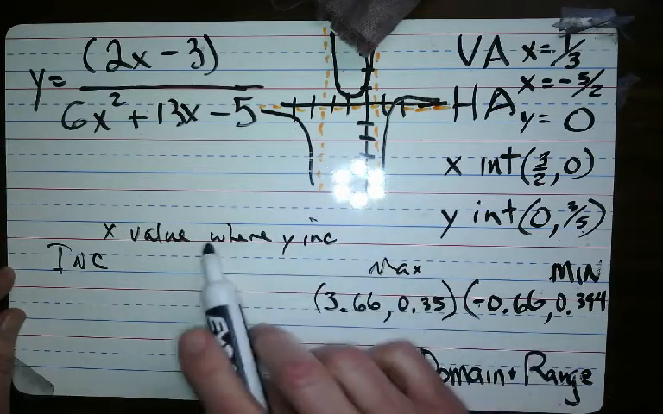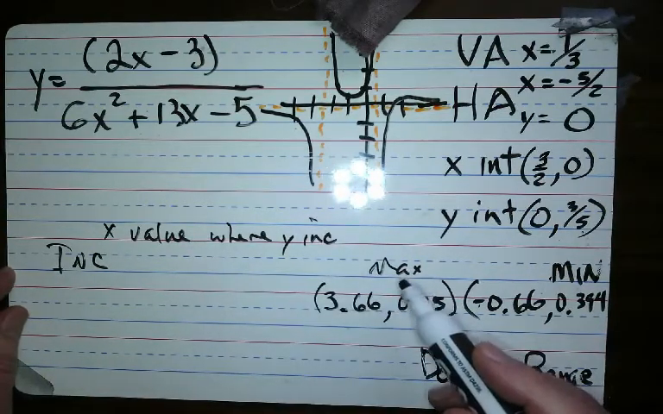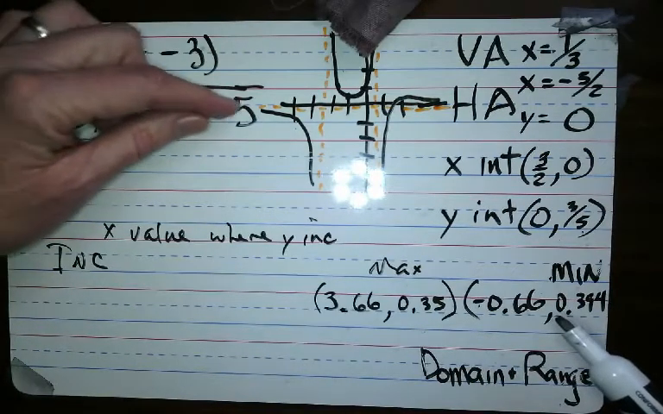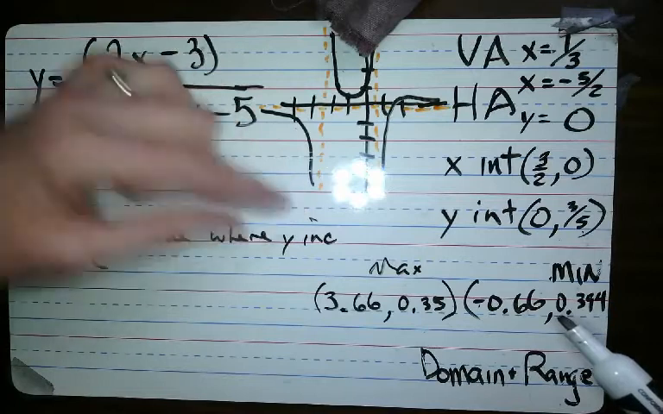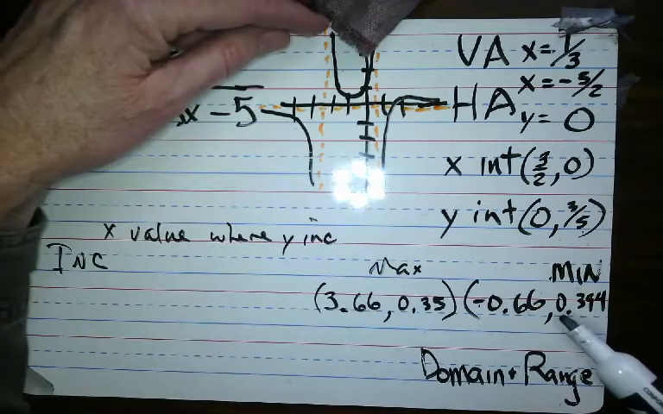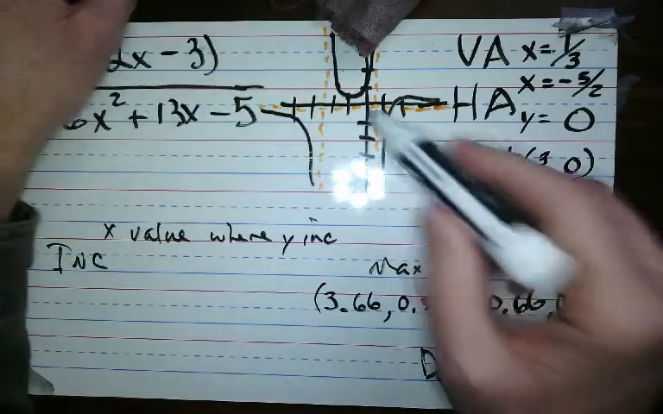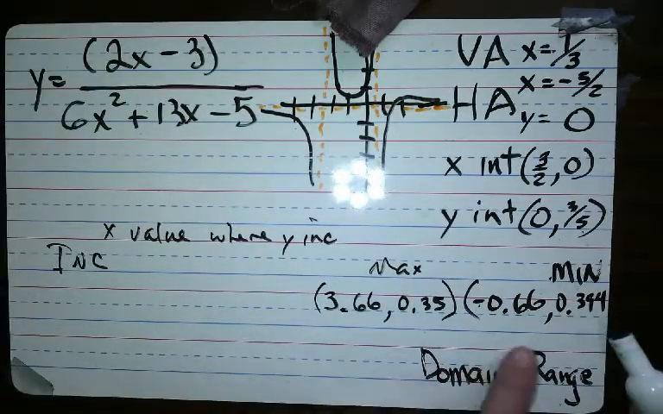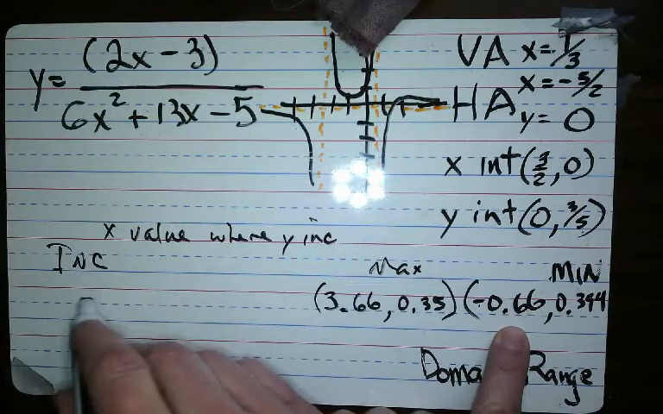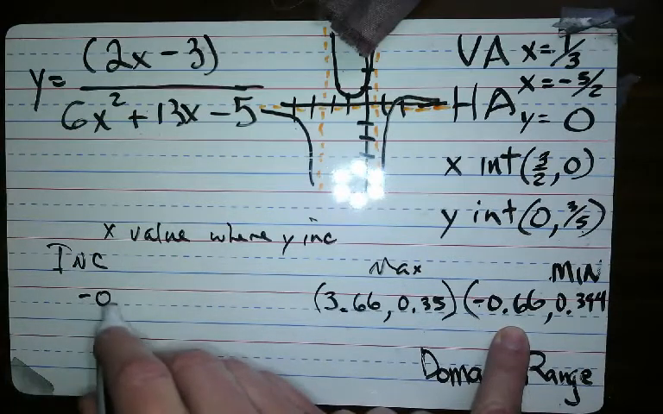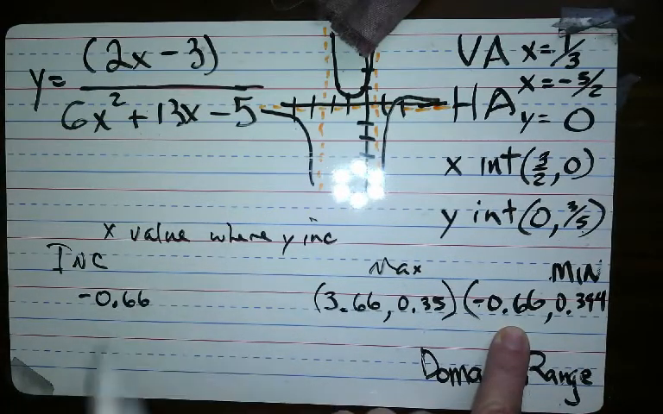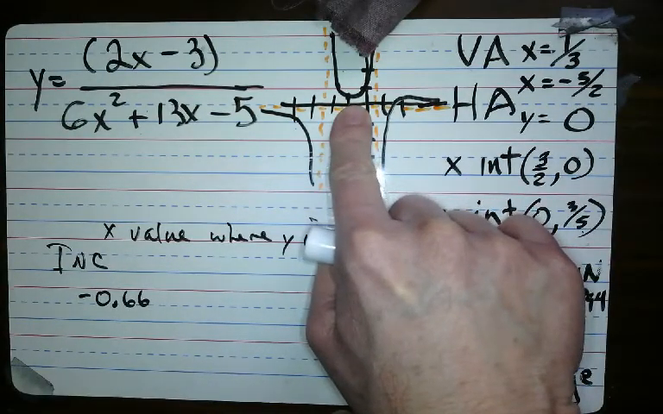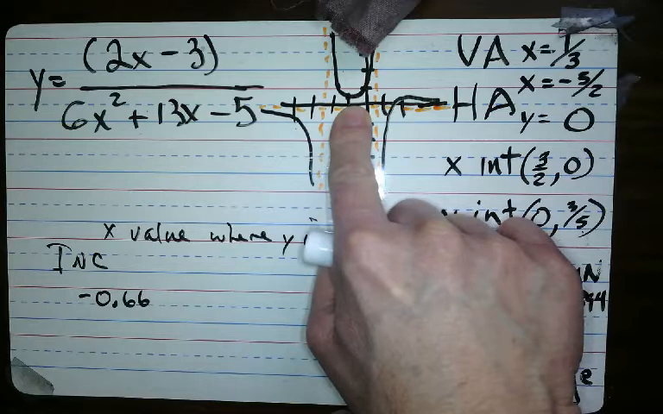Or the x values that make y get bigger. So if I'm driving my car, remember you always start on the left side. I'm going downhill. Woohoo! And then if I'm driving my car over here, I'm going downhill until I get to this x value. This x value is the lowest point on that little U-shaped thing.